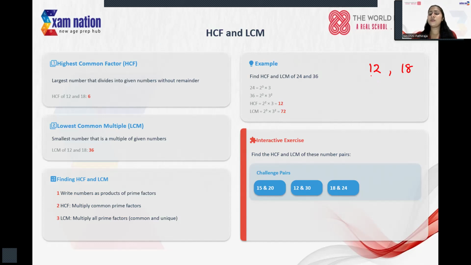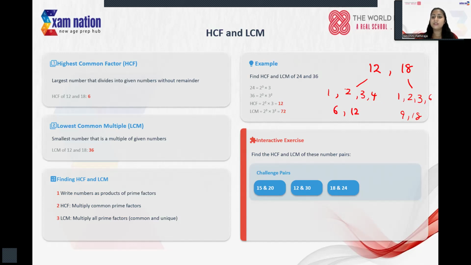So I can divide 12 by 1, 2, 3, 4, 6 and 12, right? So we can use those numbers to divide 12. And what are the numbers we can use to divide 18 without any remainder? We can use 1, 2, 3, and then 6, then 9 and 18. Okay, then if you look at these factors, what are the common factors for 12 and 18?